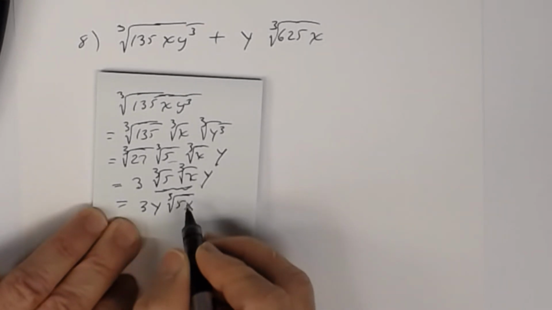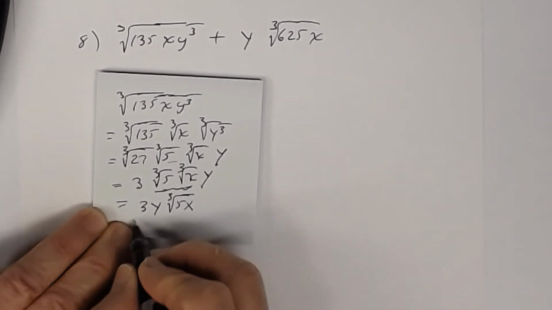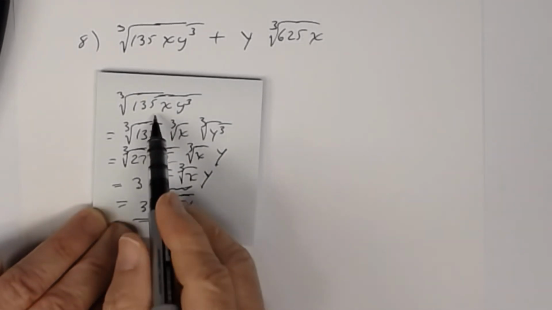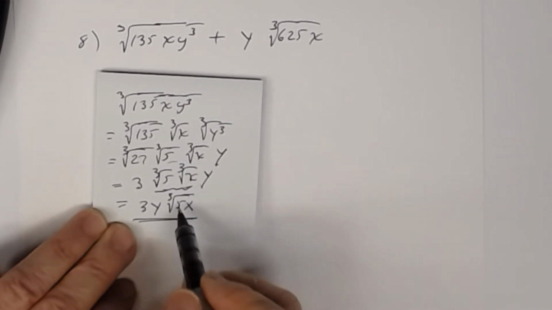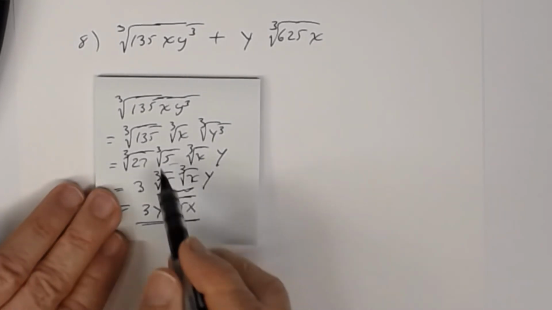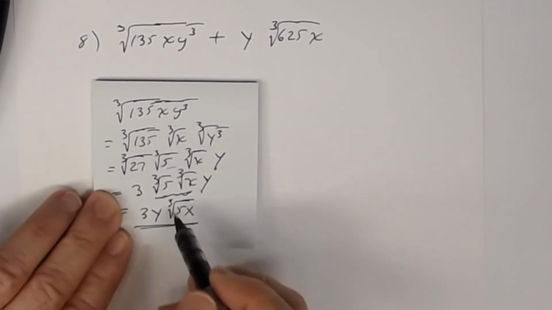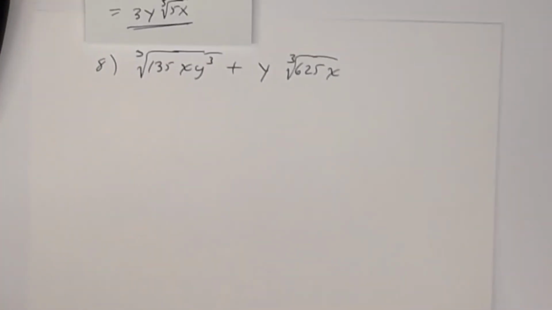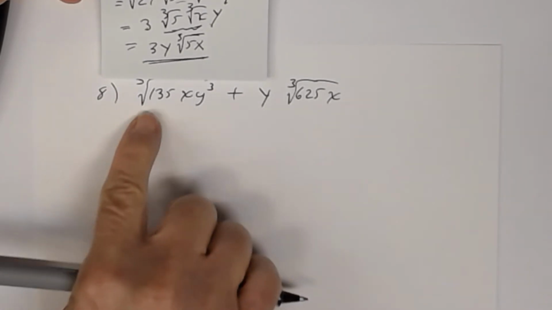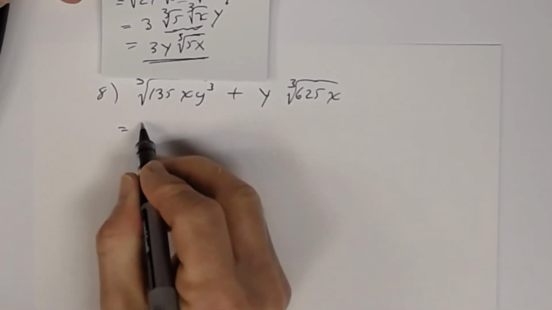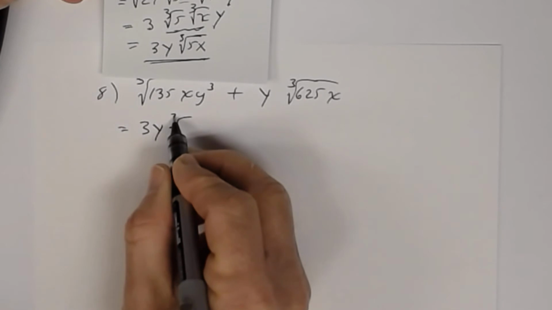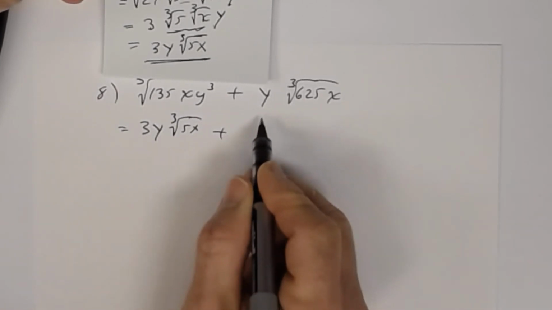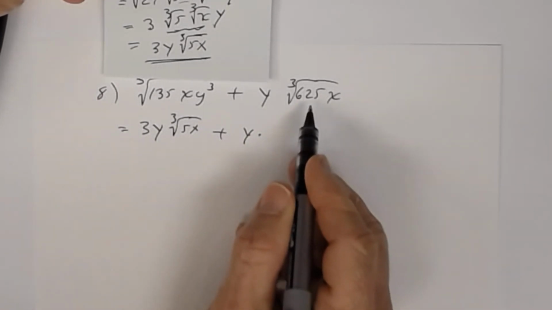And remember, always put the radical expression at the end, especially one that contains a variable in it. All right, a little bit of work you had to do, but you know how to do this from previous lessons. So I'm going to replace this with that. So that becomes 3y cube root of 5x plus y times, now let's talk about this.